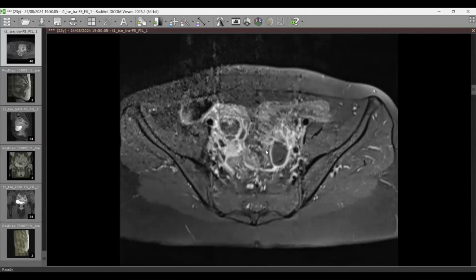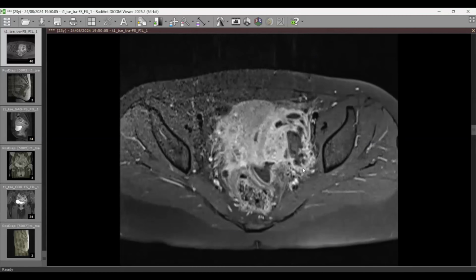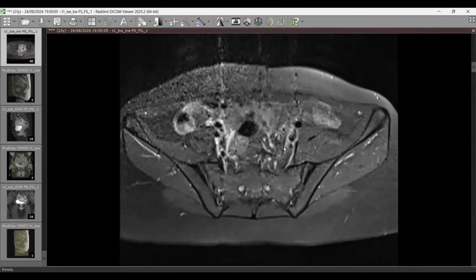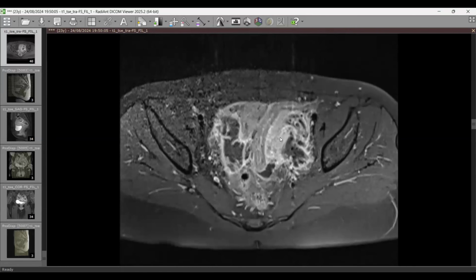I'm suspecting bilateral adnexal multiseptated lesions. If the patient is a known case of any primary cancer, these may represent bilateral metastatic ovarian masses. Another possibility could be a benign etiology, which is less likely, like bilateral hemorrhagic cysts, as I cannot see any high signal on T1. The patient is a young patient, and she's not a known case of any primary tumor.